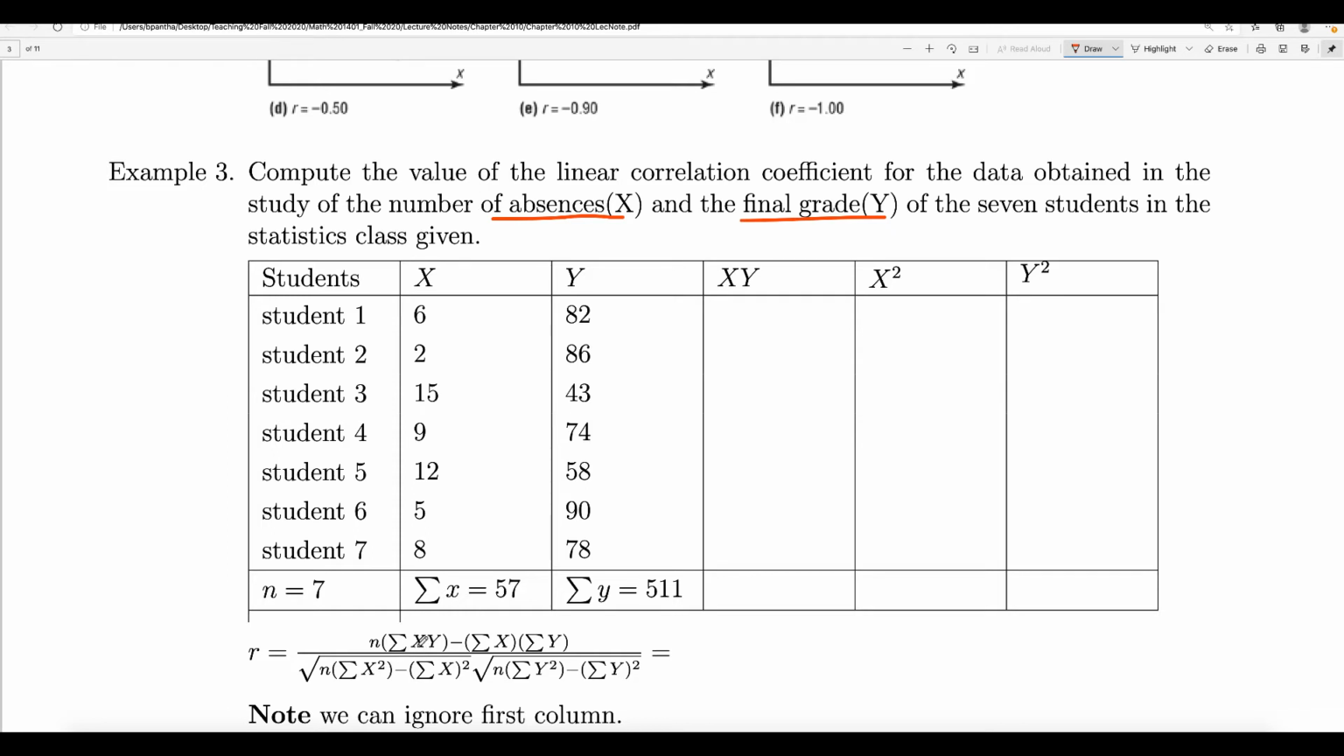So what do we need? We need the column of X times Y, and also the column of X squared, and the column of Y squared.